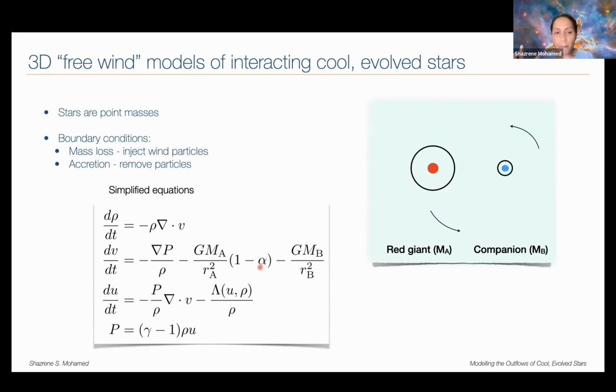Basically, when you inject the flow, you inject it at the surface, and you assume that by some mechanism the wind acceleration directly cancels out this gravitational deceleration due to the giant. And so you have this free wind again. Then you have some boundary condition where you remove material around the companion, because often we can't resolve the companion. That way we calculate the accretion rate.